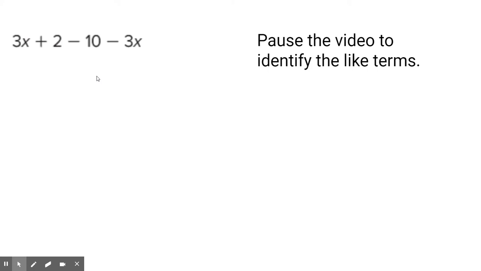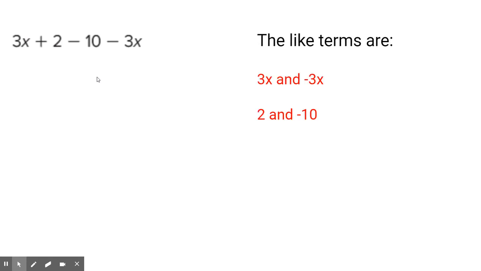Pause the video to identify the like terms. Okay, hopefully you have this. We're back. 3x and -3x are like terms because, again, they have the x with no exponent. And 2 and -10, you might not think of those, but constants are also like terms. If they have no variable at all, then when we simplify these, you'll see as we get to it. Those are the like terms.